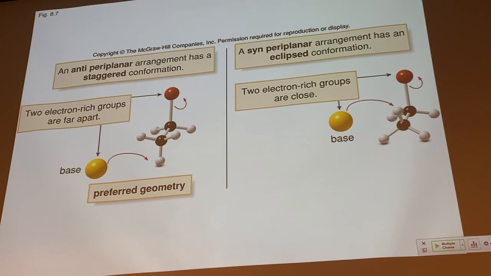Yes? So did you say earlier that the hydrogen has to be in line so that its lone pair is close to the orbital?